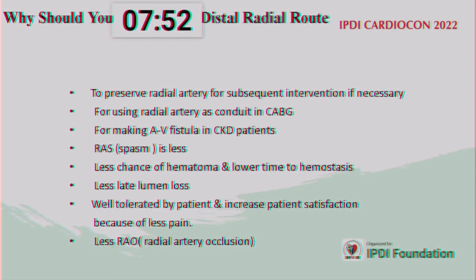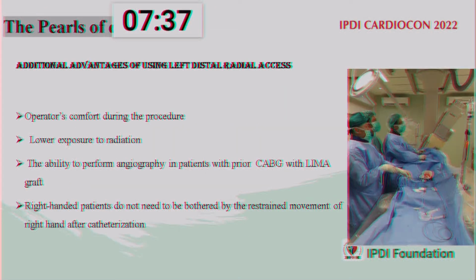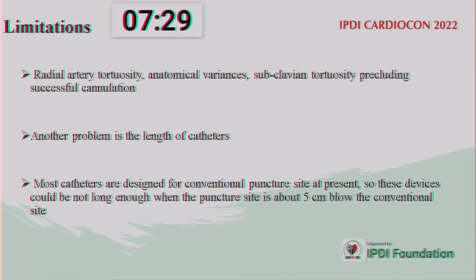Radial artery spasm is less, there is less chance of hematoma, a lower time to hemostasis and less late lumen loss. It is well tolerated by patients and increases patient satisfaction because of less pain and less radial artery occlusion. This is the most important point, radial artery occlusion. There is also operator's comfort during the procedure and lower exposure to radiation.